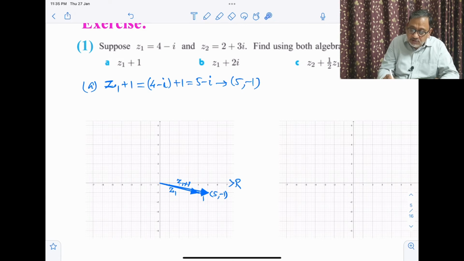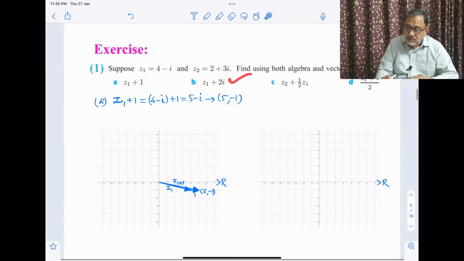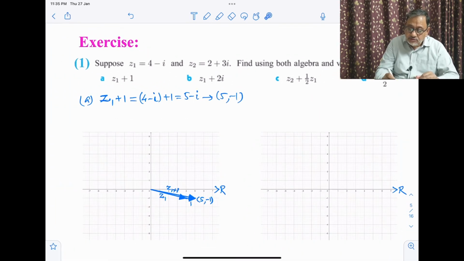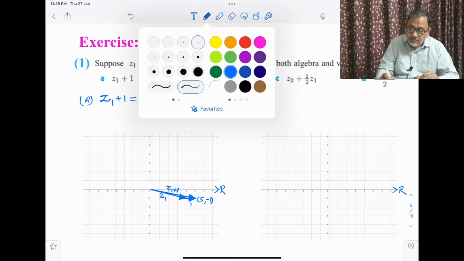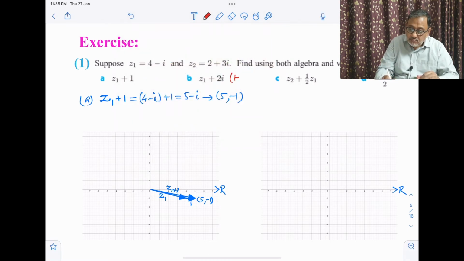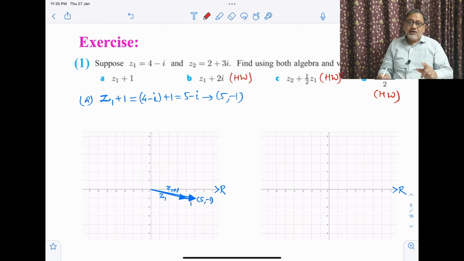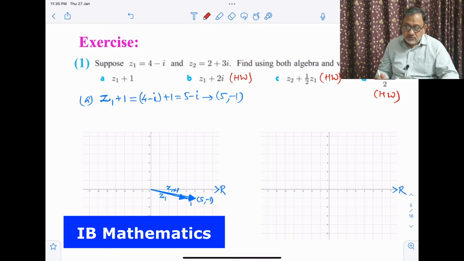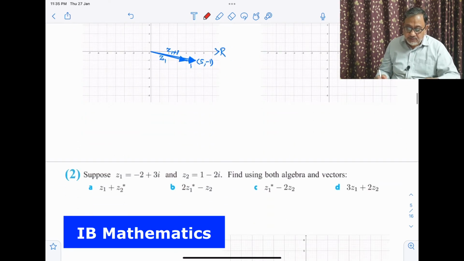So I hope you understood how to represent this. Now I am leaving this for you to complete in the homework. I'll write here homework in red. You should try some questions in the homework. If you don't get them, please write in the comment box. Then I will solve them and send it to you, because some questions you should try yourself.